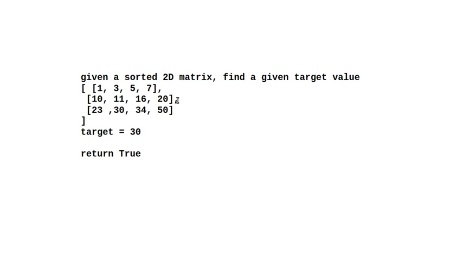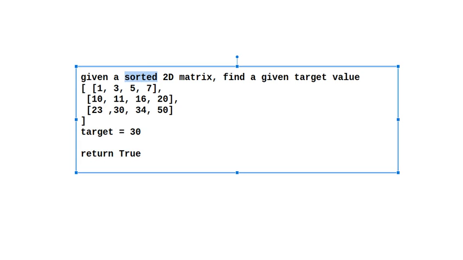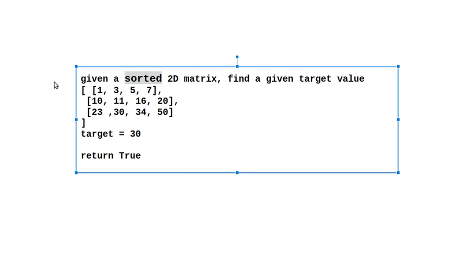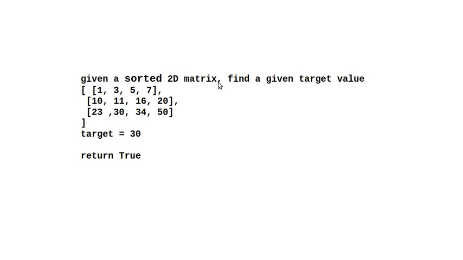So here we have, the given input would be the sorted 2D array. Let me highlight a little bit bigger. It's a sorted 2D array matrix, and we need to find the target value. We have a target of 30, and it's sorted, as we could see, 1, 3, 5, 7, in increasing order, then 10, 11, 16, 20, and so forth. If the value exists in the given array, then we return true. If not, then we just return false.